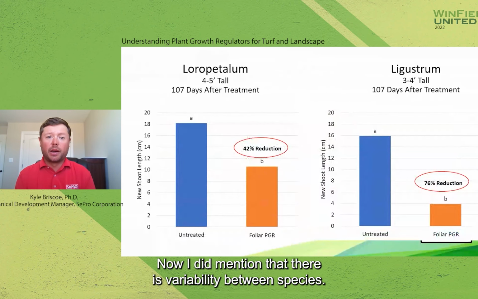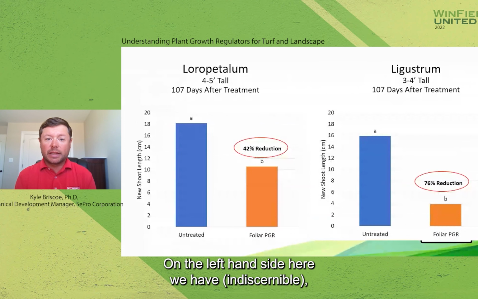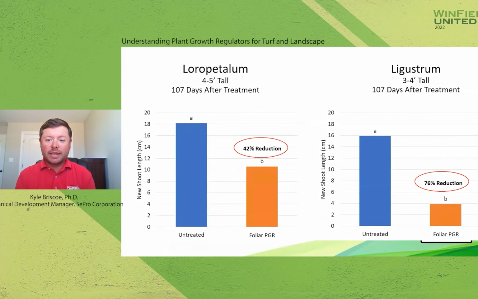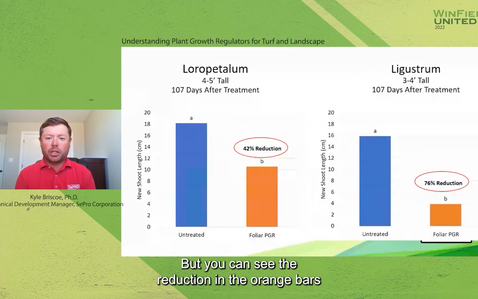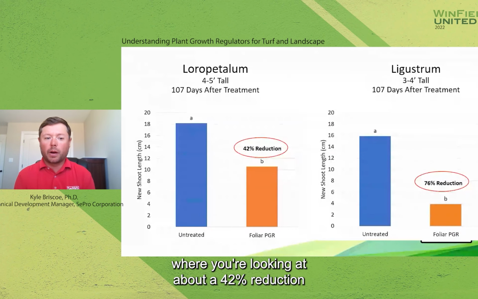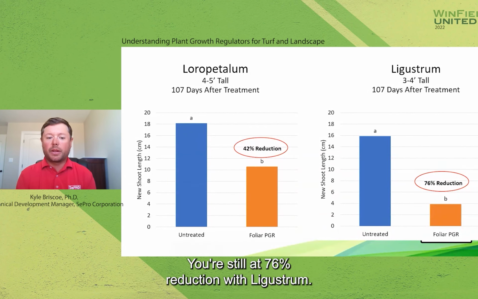Now, I did mention that there is variability between species. On the left-hand side here, we have Loropetalum. On the right is Ligustrum. They're about the same size, three to five foot. But you can see the reduction in the orange bars: about a 42% reduction after 107 days with the Loropetalum. You're still at 76% reduction with the Ligustrum.